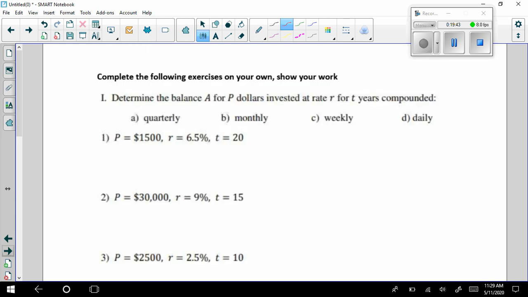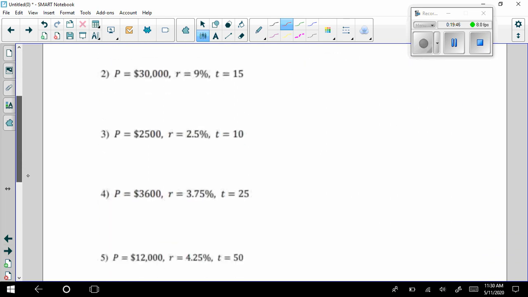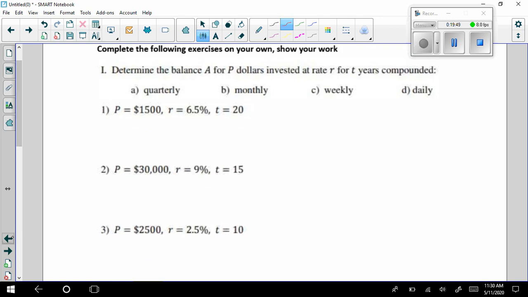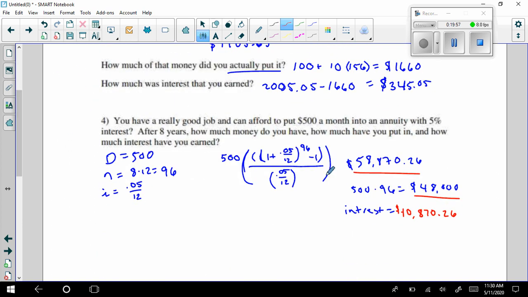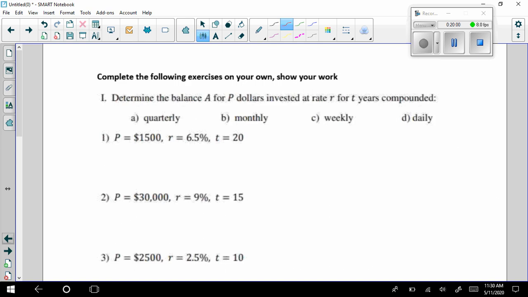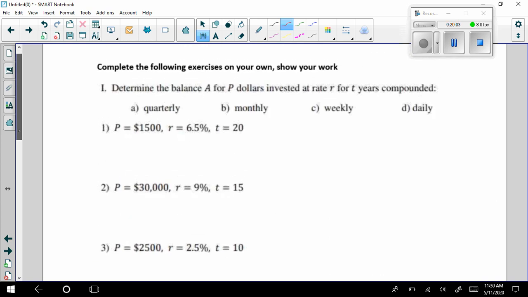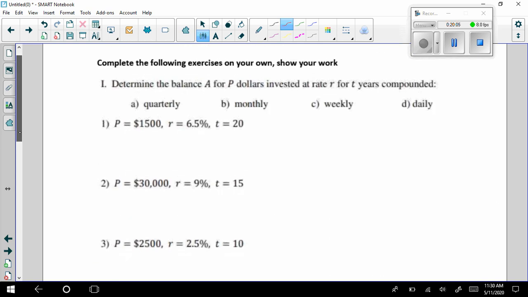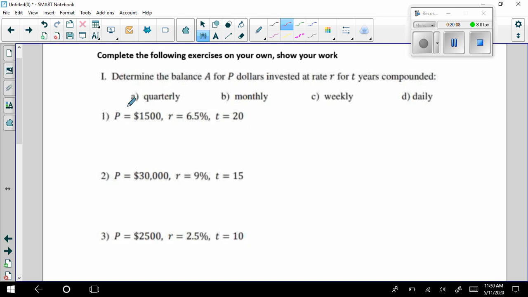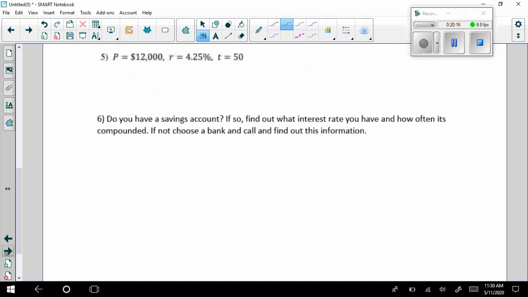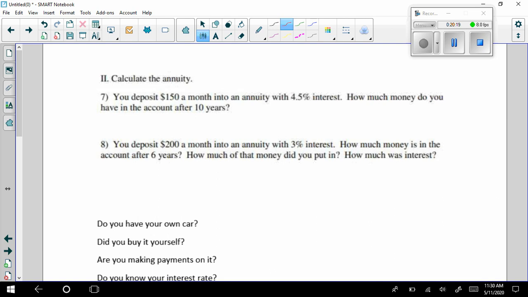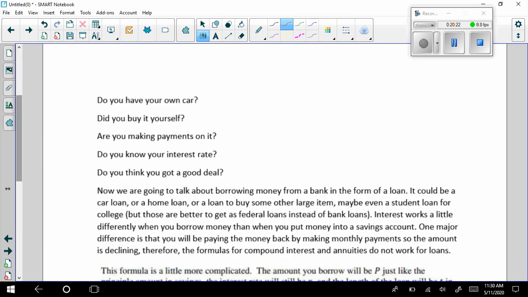Okay, and that is it for this video. You're going to complete these problems on your own. Make sure you show your work. And by show your work, I'm talking like the same thing I did. Write out essentially all of the stuff plugged in so I can see what you're plugging into your calculator. Okay, so determine your balance for P dollars invested at R for T compounded A, B, C, and D. So you have those parts for each of those problems. You have 6 to do, 7 and 8, and answer those questions. And then we'll start the next video from here.